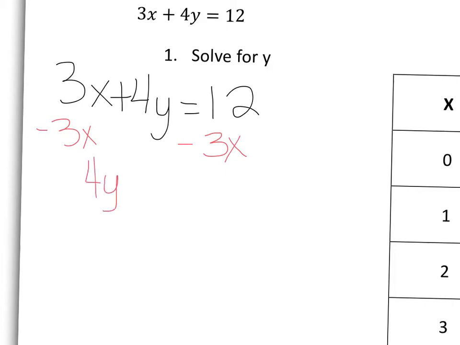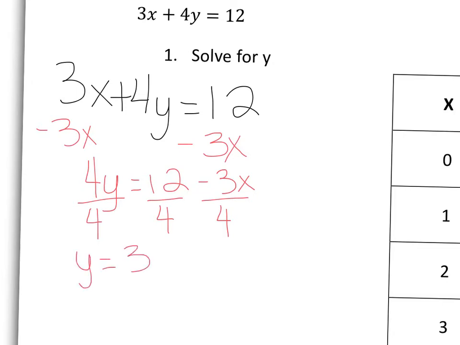Now I have 4y equals 12 minus 3x. What would I have to do next? Okay, I've got to divide by 4. And remember, I've got to divide each piece by 4 on that right-hand side. So I get y equals 12 over 4, which gives me 3. And we're just going to leave that 3x over 4, we're going to change it to 3/4 x. So my equation, when I put it in y equals form, is y equals 3 minus 3/4 x.